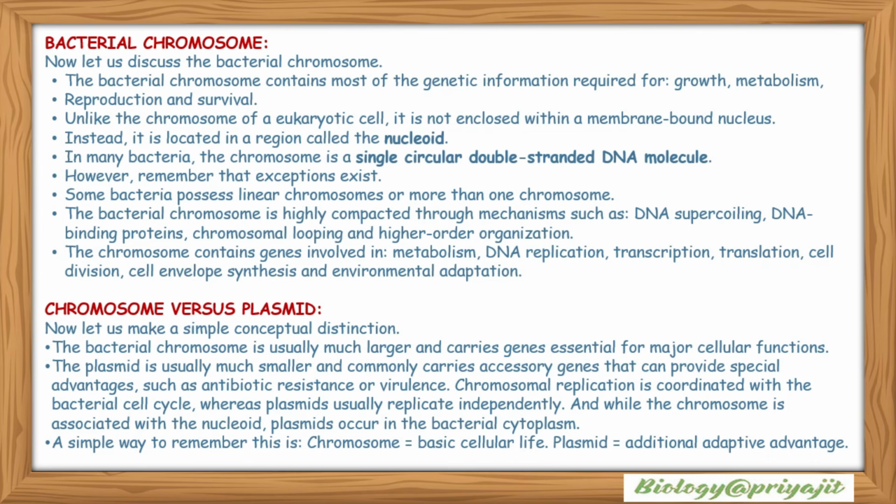Chromosome versus plasmid. The bacterial chromosome is usually much larger and carries genes essential for major cellular functions. The plasmid is usually much smaller and commonly carries accessory genes that can provide special advantages such as antibiotic resistance or virulence. Chromosomal replication is coordinated with the bacterial cell cycle, whereas plasmids usually replicate independently. While the chromosome is associated with the nucleoid, plasmids occur in the bacterial cytoplasm. So the chromosome is the basis of cellular life, and the plasmid is the additional adaptive advantage.